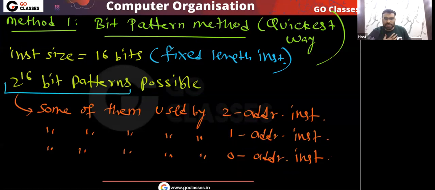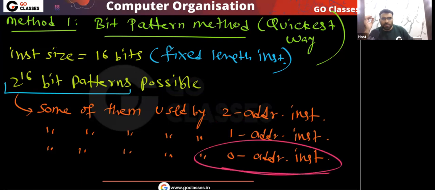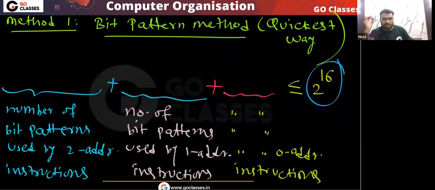Now what I can say is, how many bit patterns are consumed by 2 address instructions? How many bit patterns are consumed by 1 address instructions, and how many bit patterns are consumed by 0 address instructions? If I add all of them, that will be less than or equal to 2 power 16. Yes or no? Is this clear?